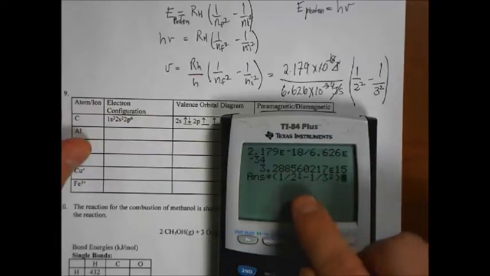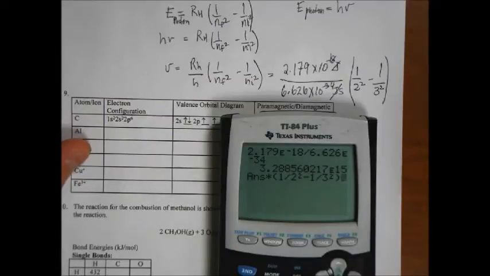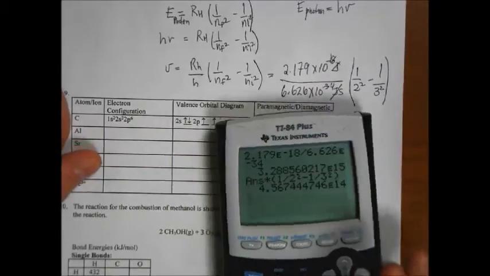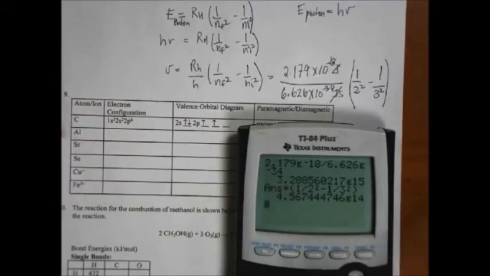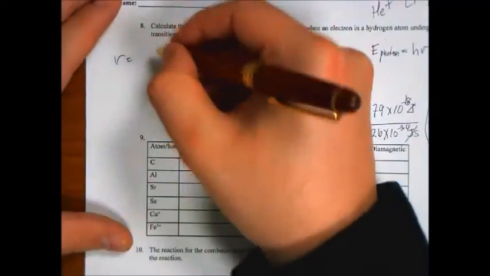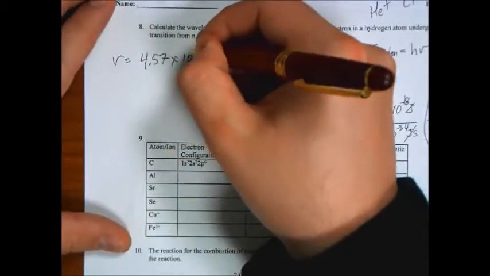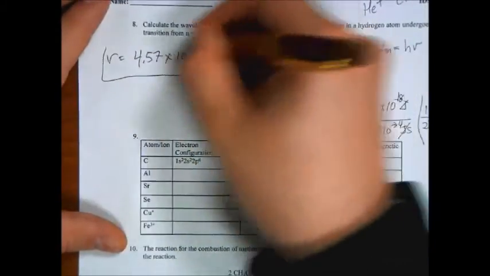Both of these will get squared first because, remember, PEMDAS, and then it'll do the division. So this should all work out correctly, and we get the answer, which is 4.57. So the frequency that I calculate is 4.57 times 10 to the 14th. Let me write that down here: frequency equals 4.57 times 10 to the 14th 1 over seconds. So I can box that off.